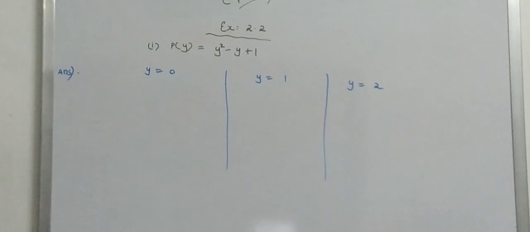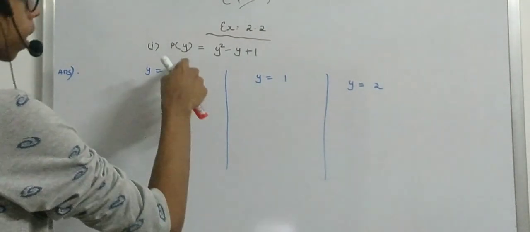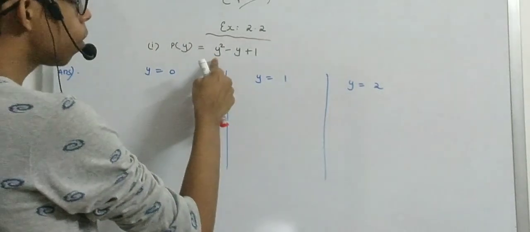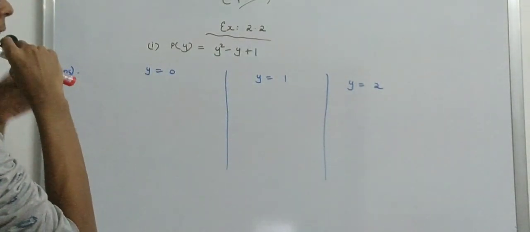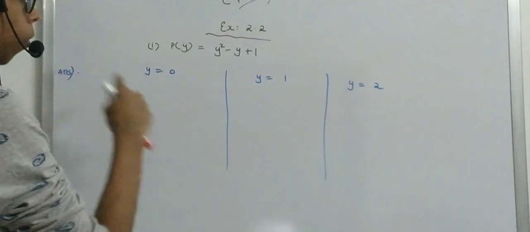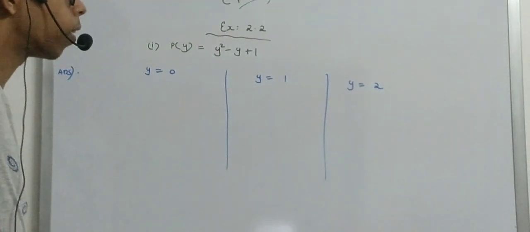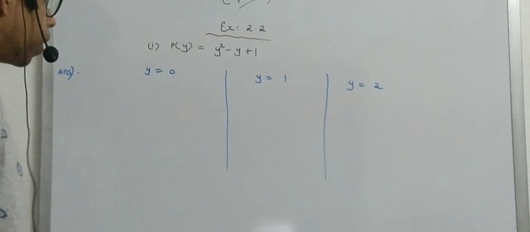So our second question is: find the value of p of 0, p of 1 and p of 2 for each of the polynomial. That means we have to just substitute the value. Okay, so our first one is p of y is equal to y square minus y plus 1. So we have to find the value of this polynomial at y equals 0, y equal 1, y equal 2. This is a very simple task.